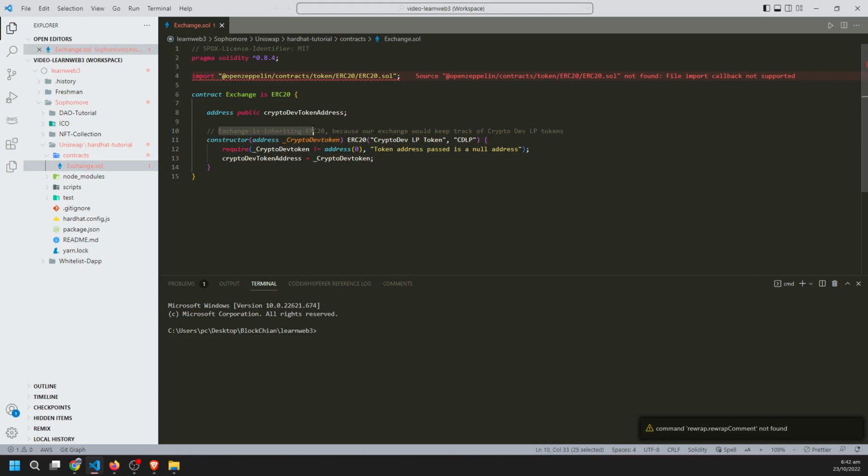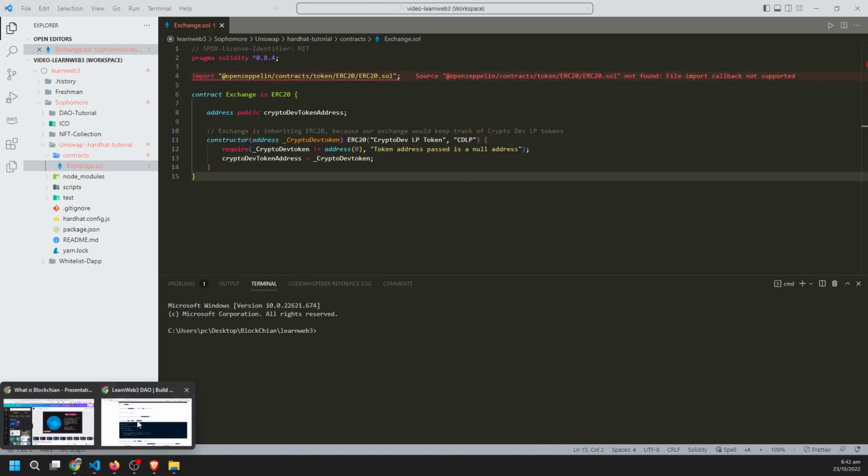The exchange is inheriting ERC20 because our exchange would keep track of crypto dev LP tokens. So here we are inheriting the ERC20 token. Now let's move on.